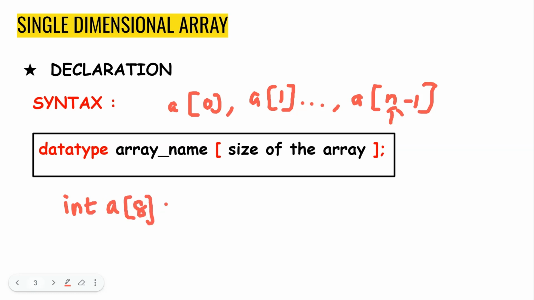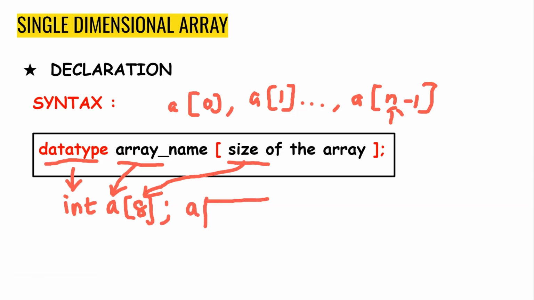The data type specifies the type of the elements that will be contained in the array, such as integer, float or character. The array name is a common name shared by all the elements of an array. Size indicates the maximum number of elements that can be stored inside the array. So in this example, we have declared an array with array name A of type integer, and it reserves the maximum storage for 8 integer constants. So the subscript starts from A[0] till A[7]. It can store 8 integer constants.